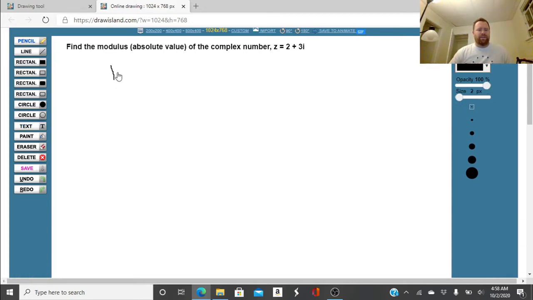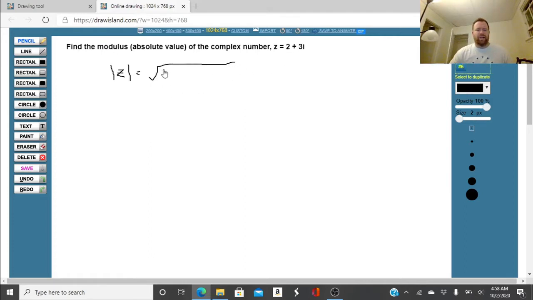So we want to find the absolute value of z, which is the distance z is from the center of the complex plane. So we're going to use the distance formula. We're going to take this value and subtract the center, so 2 minus 0 squared, plus, then we're going to take this value here and subtract the center, so 3 minus 0 squared.